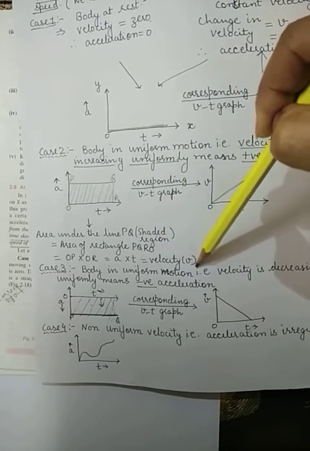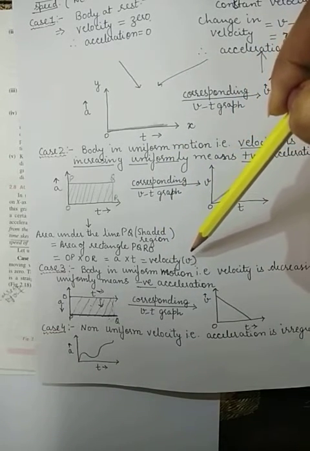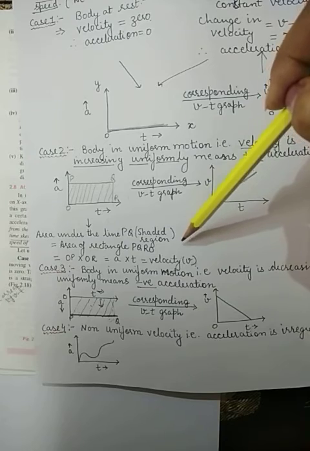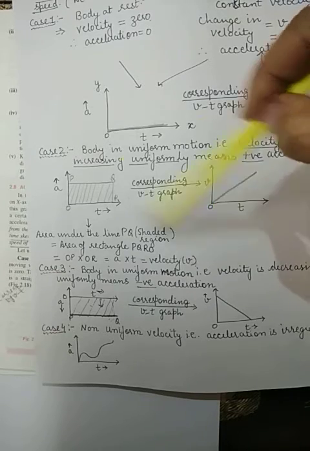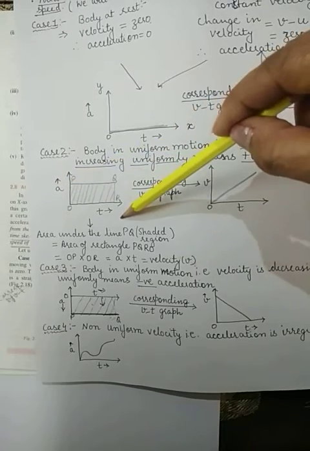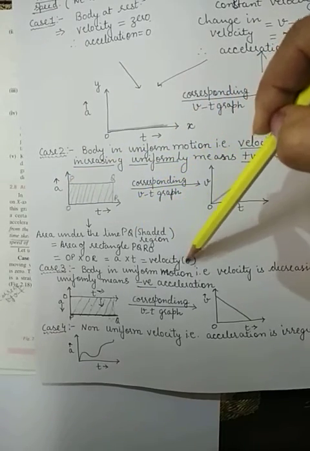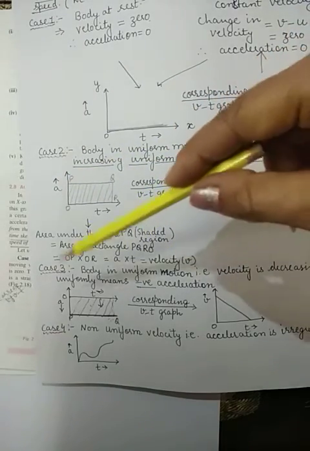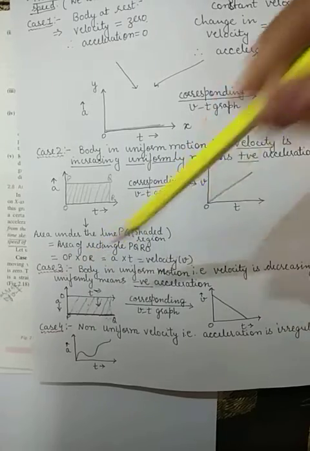So you may be asked this question in the exam, which quantity we can conclude from area under the line in the AT graph? Yes, so this point is clear to everyone. Now come to the case 3.